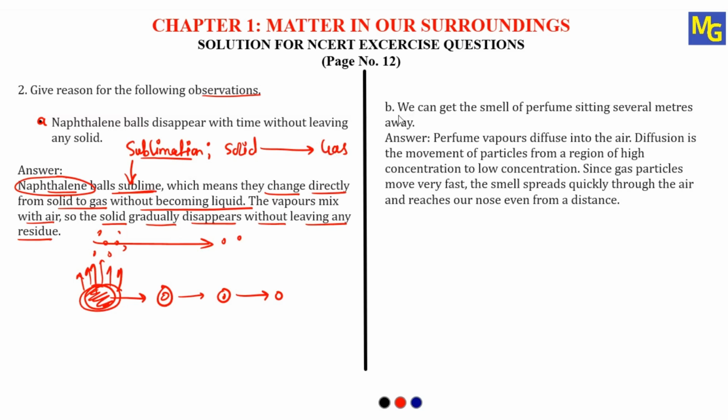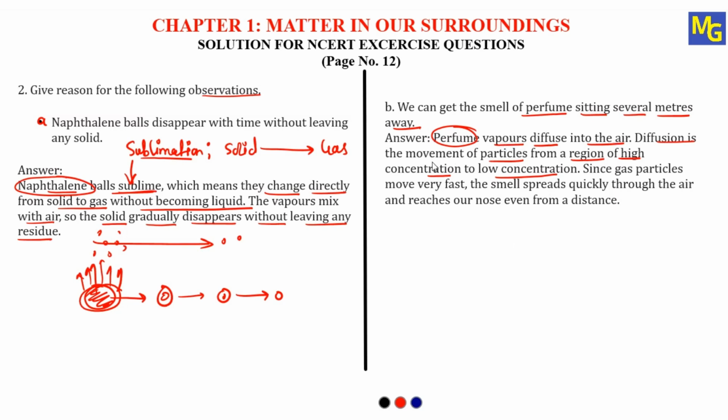The next one, B: we can get the smell of perfume sitting several meters away. Answer: perfume vapors diffuse into the air. Diffusion is the movement of particles from a region of higher concentration to lower concentration. Perfume is made up of substances which are volatile. So when perfume is sprayed, the vapors of perfume get mixed into the air, and because these are in gaseous state, diffusion takes place.